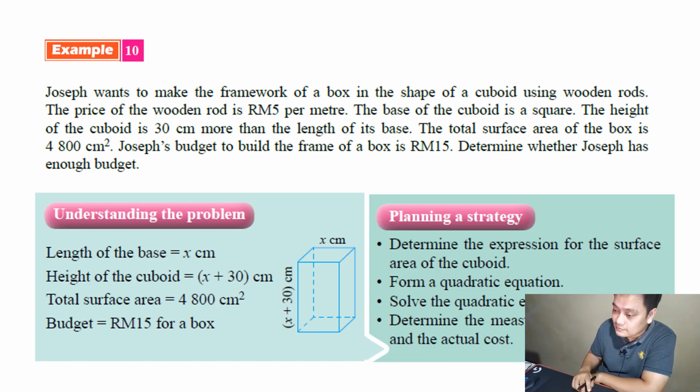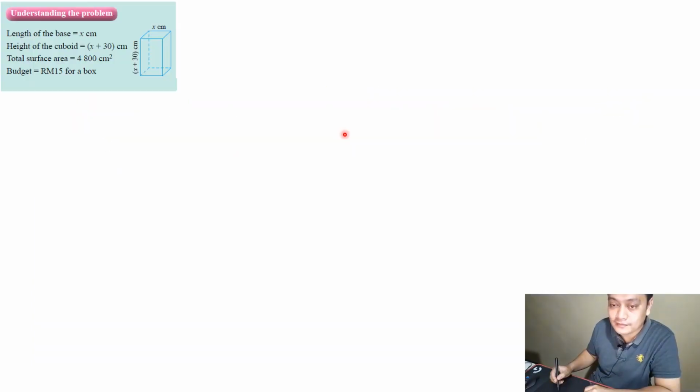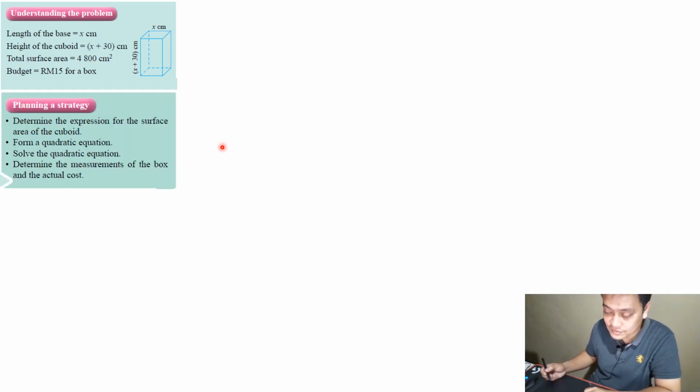The next step is planning a strategy. After understanding the problem, the next step is we plan a strategy. Okay, first we determine the expression for the surface area of the cuboid. Why? As you can see here, you are given the total surface area is equal to 4,800 centimeters square. So we can form a quadratic equation from this information.